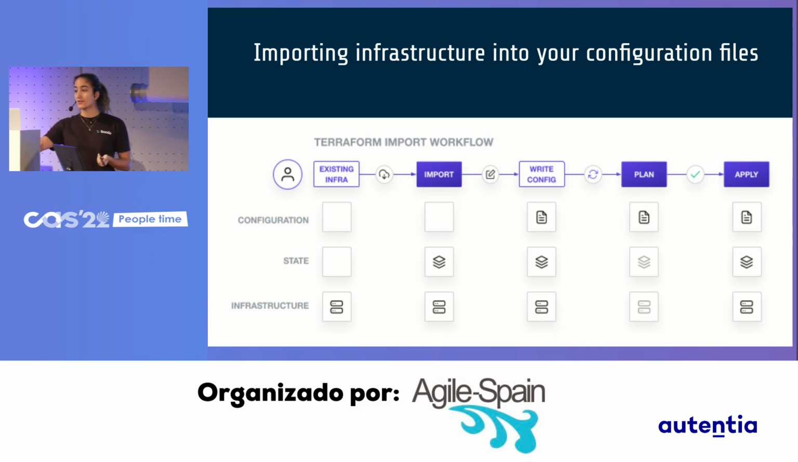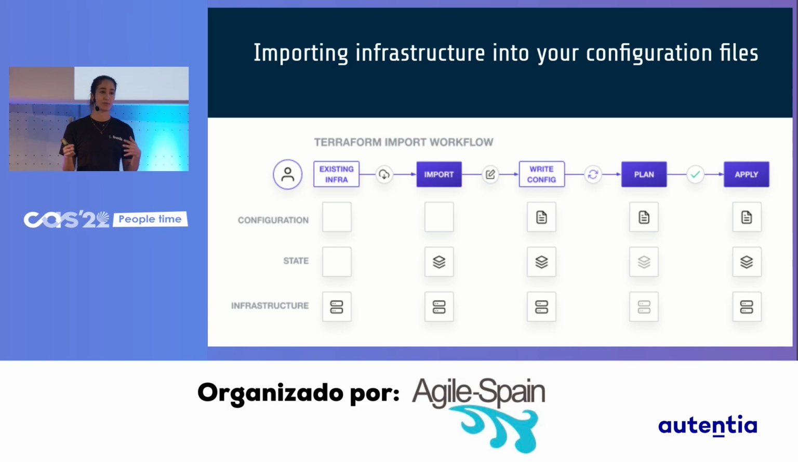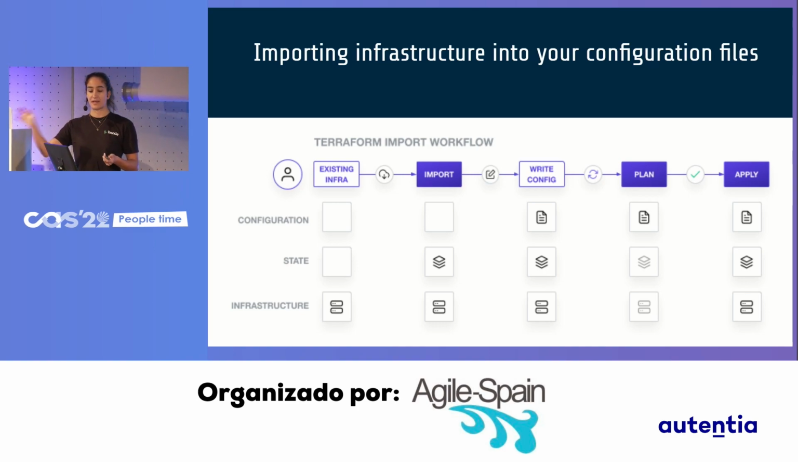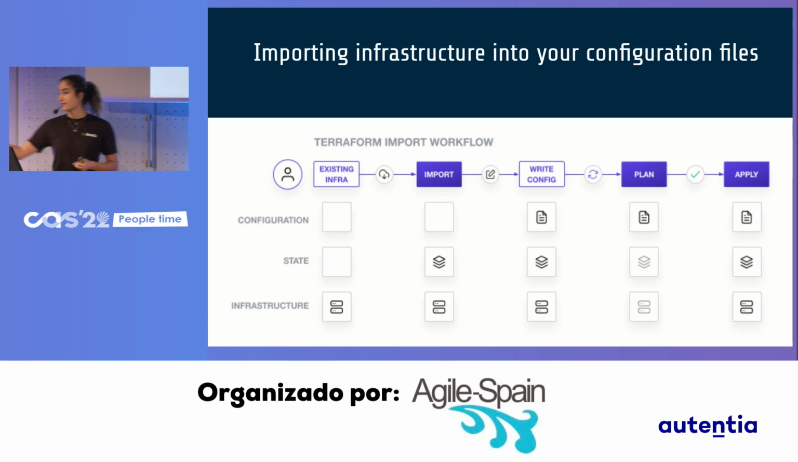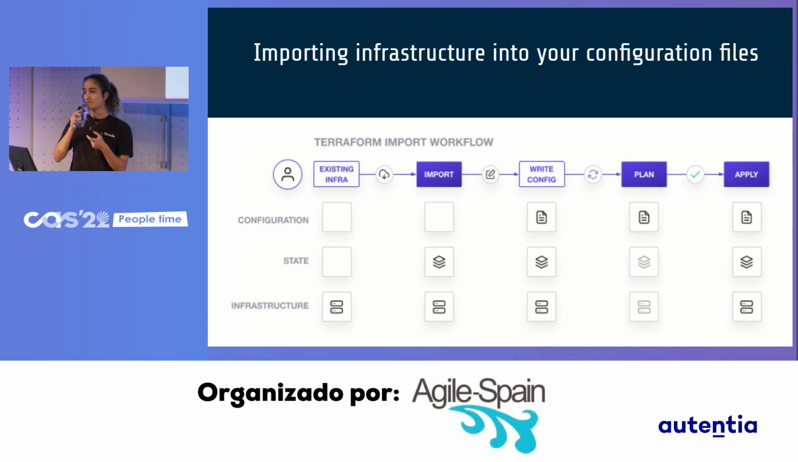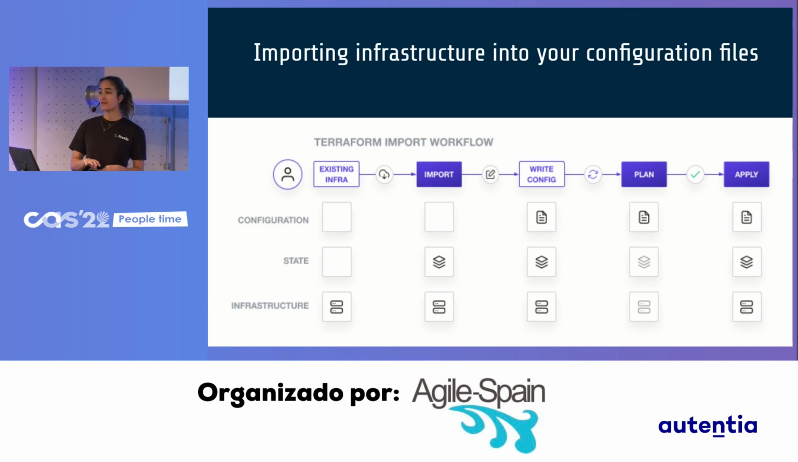So you can also import your existing infrastructure into your configuration files, and there's ways to do this with every provider. Every provider does this. All you have to do is find the corresponding resources online, and then you migrate those into your configuration files. And the process is kind of the same. You identify the infrastructure that has to be imported, and then you import that into your Terraform state file.